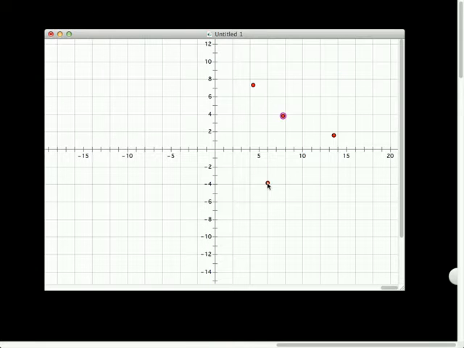Like, could I draw a circle through these 3 points? What do you guys think? It would be a huge circle. Let's actually, let's see. It would be, yeah, a ginormous circle.